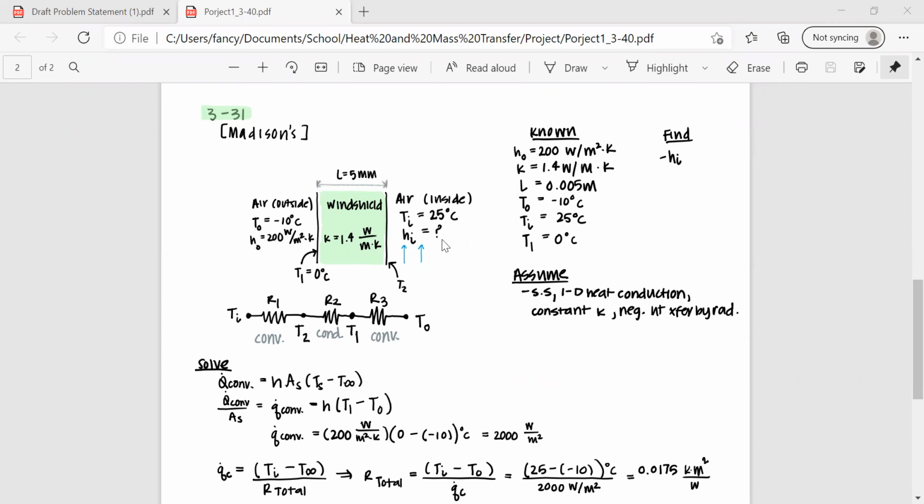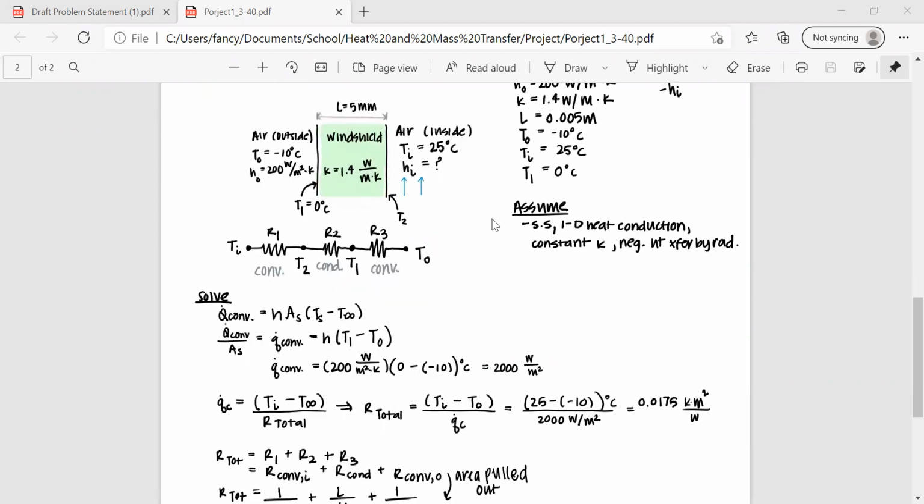You're asked to find the heat transfer coefficient for the hot air on the inside, and you're given all of these values for the system, and you can assume that it's steady state, one-dimensional, K is constant, and that there's negligible heat transfer by radiation.